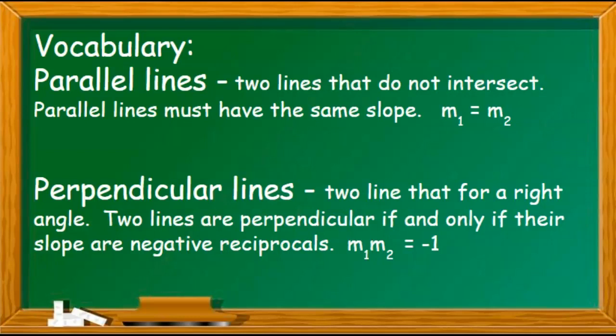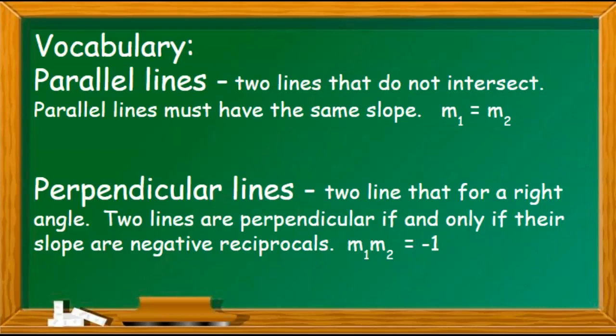So in order to be parallel lines, the slope must be the same. And then perpendicular lines are two lines that form a right angle. Two lines are perpendicular if and only if their slopes are negative reciprocals. So the two have to be negative and reciprocals of each other.